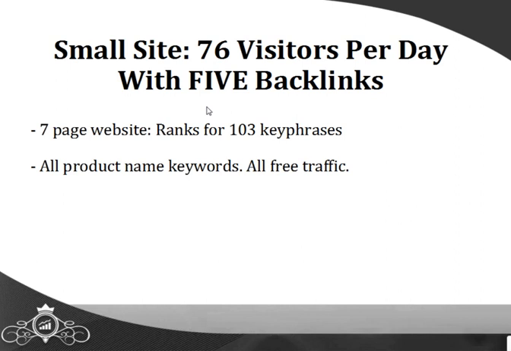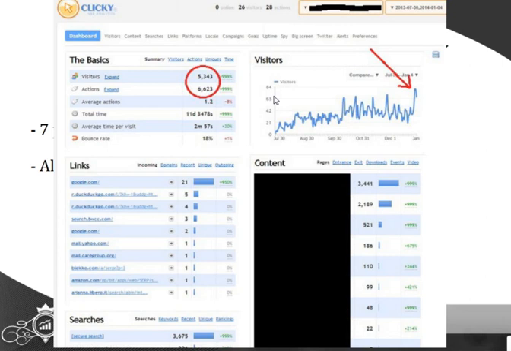They are all product name keywords. And this is all free traffic. So I'm not just talking about random people coming to the site. These are people who are ready to purchase the product this site sells. Here is the traffic from this particular site.